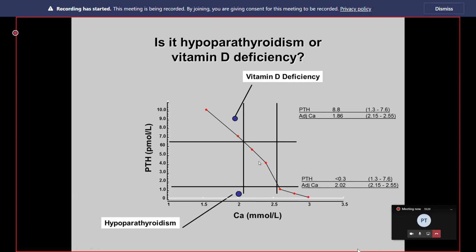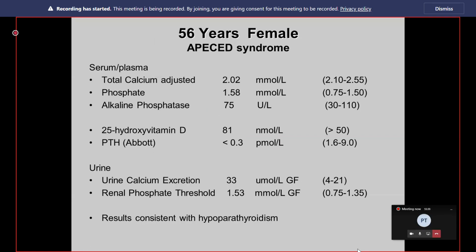So I'll come back to this graph. When the calcium is low, the appropriate reaction is for increased PTH secretion. If the PTH is inappropriately low, then we call it hypoparathyroidism. So in this case, it's clearly a case of hypoparathyroidism. The results are consistent with hypoparathyroidism. Low calcium, clearly low PTH, and high phosphate.